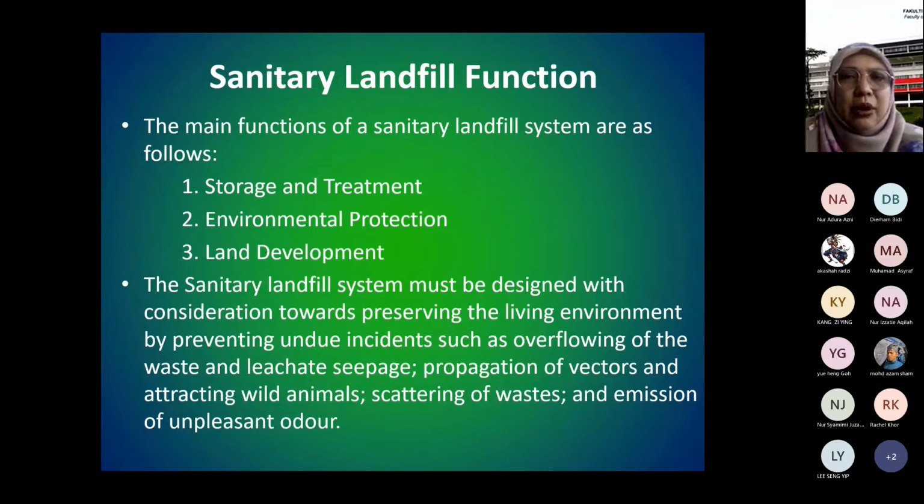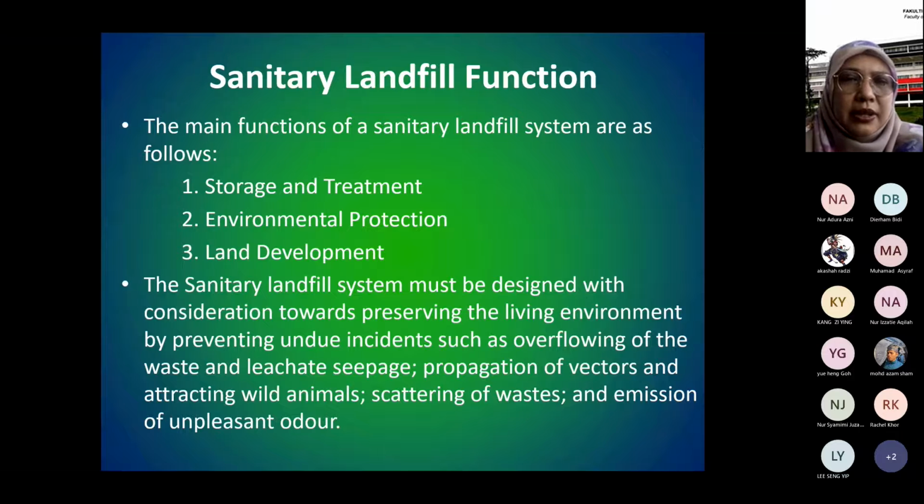Okay, so what is actually the function of a sanitary landfill? Of course, we know that most of our waste which cannot be recycled, reused, or reduced will be collected and sent to a landfill where we are dumping everything. Okay, so you have learned last week there are various categories of landfills, such as open dumping, controlled landfill, or a sanitary landfill. So a sanitary landfill is like an engineered system. Even though we are still dumping the waste on an area, however, there are considerations for a sanitary landfill.